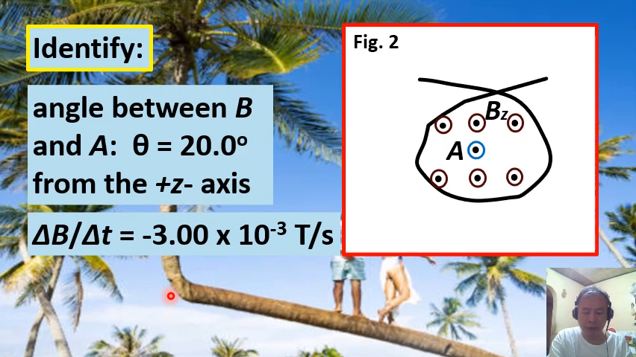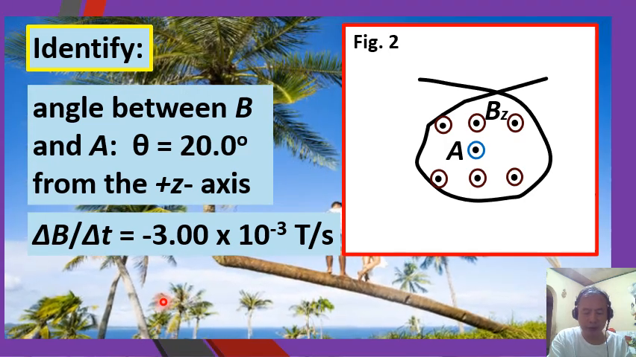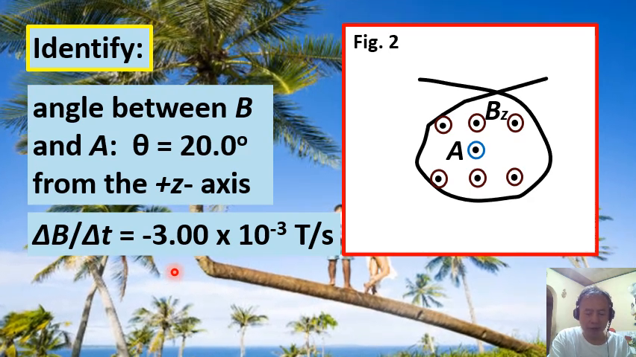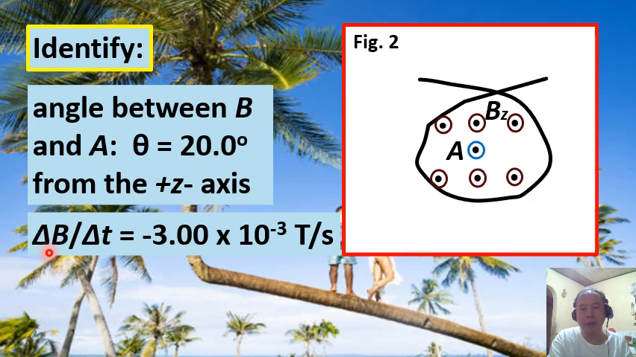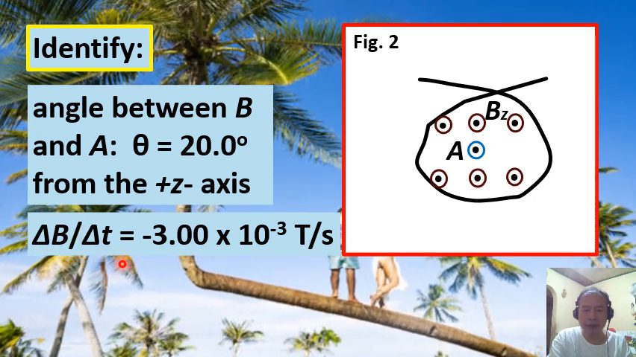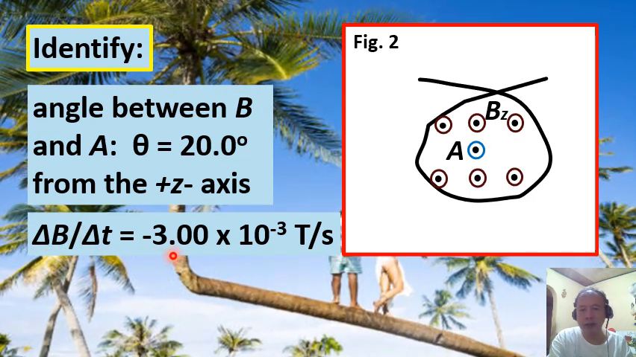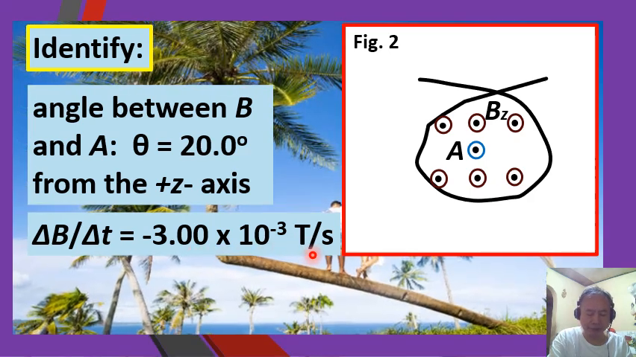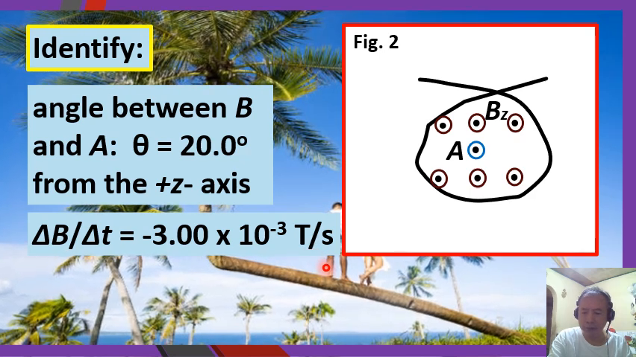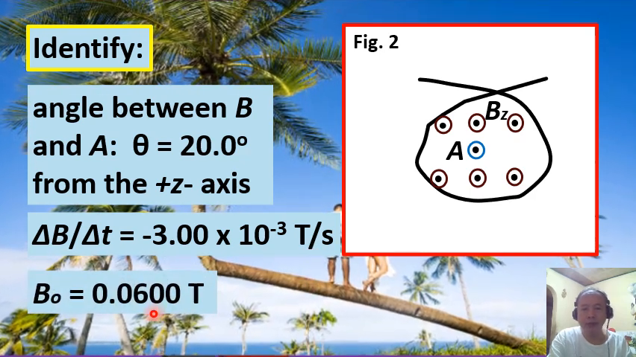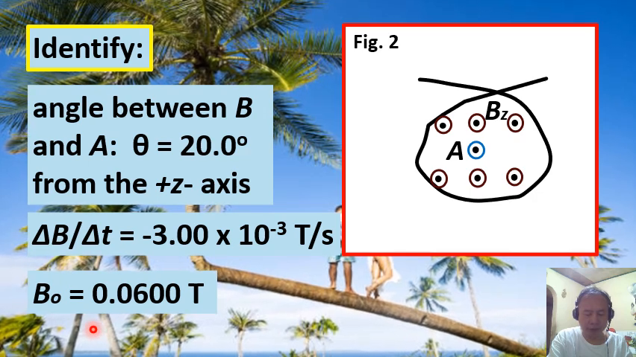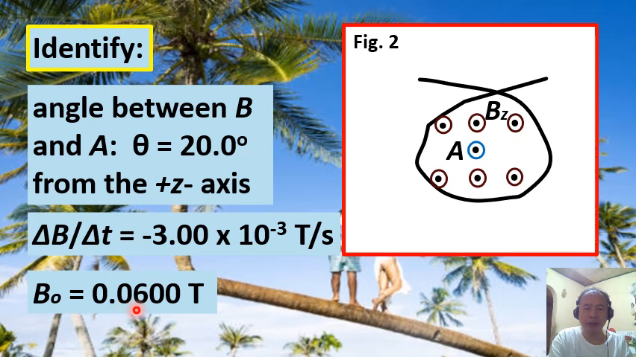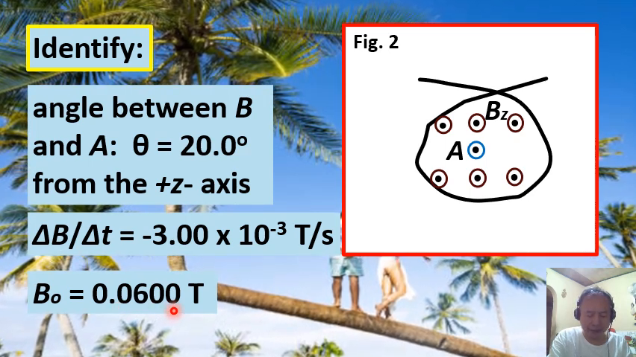The rate of change of the magnetic field is also given. We denote this rate of change of the magnetic field as delta B over delta t. It is equal to negative 3.00 times 10 to the negative 3 Tesla per second. And the magnitude of the initial magnetic field, B naught, is equal to 0.0600 Tesla.